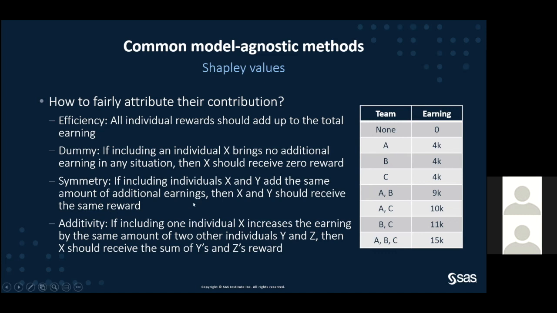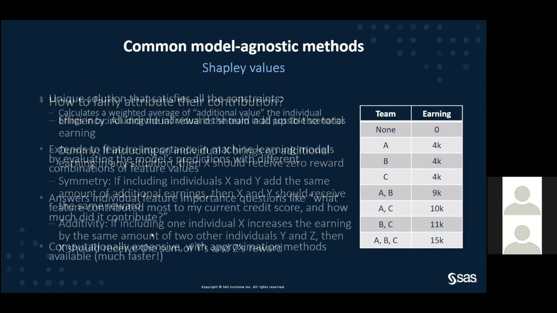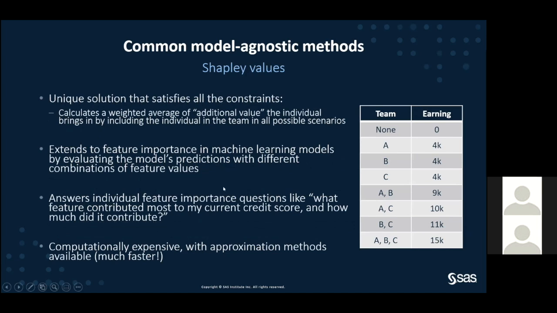Symmetry: if two individuals add the same amount in all situations, then they should receive the same award. Then the last one is additivity. If including one individual increases the earning by the same amount as two other individuals, then this individual should receive the sum of the other two, just because they bring in more value. So it turns out if you apply all of these 4 constraints, there's only one unique solution to this problem.